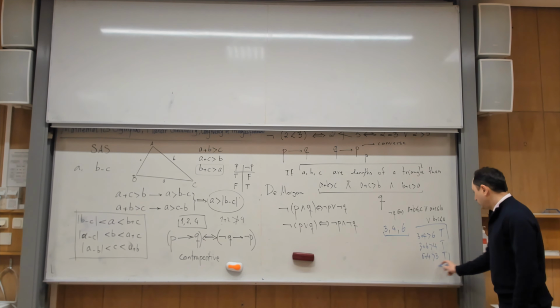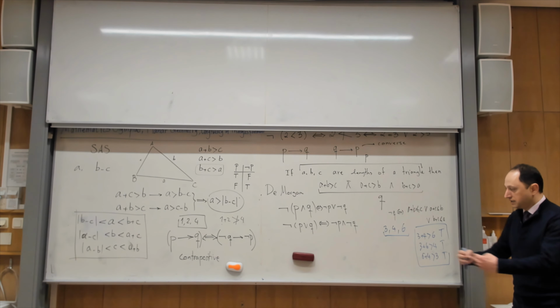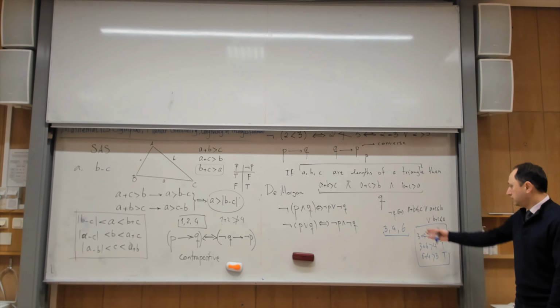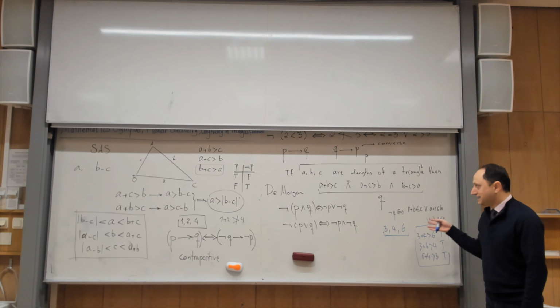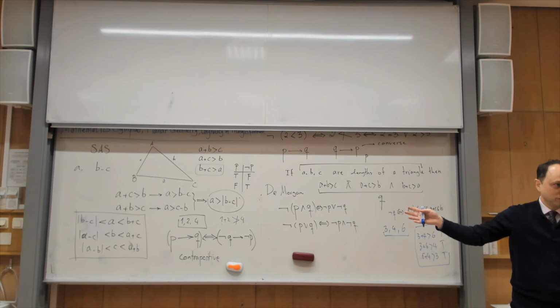I just want you to know that I checked all these inequalities. All of them are true. And I want to conclude that yes, I can construct a triangle with these numbers as lengths. Is this the same theorem or not? No. Is that understandable?